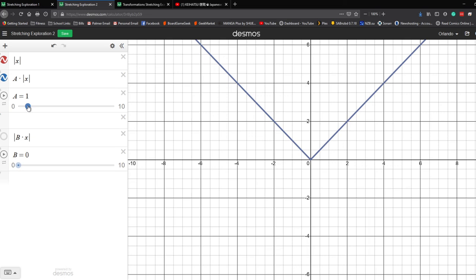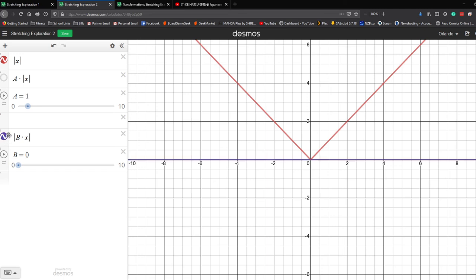So am I stretching the graph? Yep, that's what I'm seeing. As a gets bigger, or bigger than 1, I see that the graph is getting stretched vertically. It's not a shift, it's getting stretched vertically. Now, if it's less than 1, I should be seeing that vertical compression. So yeah, I'm pushing it down, smushing it. Finally, by the time it gets to 0, it goes completely flat. So looks like the same exact behavior like I saw with the quadratic.